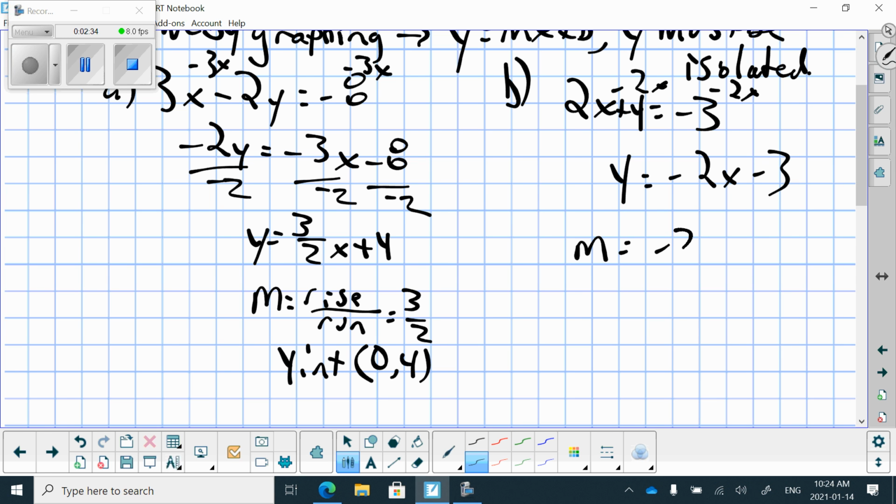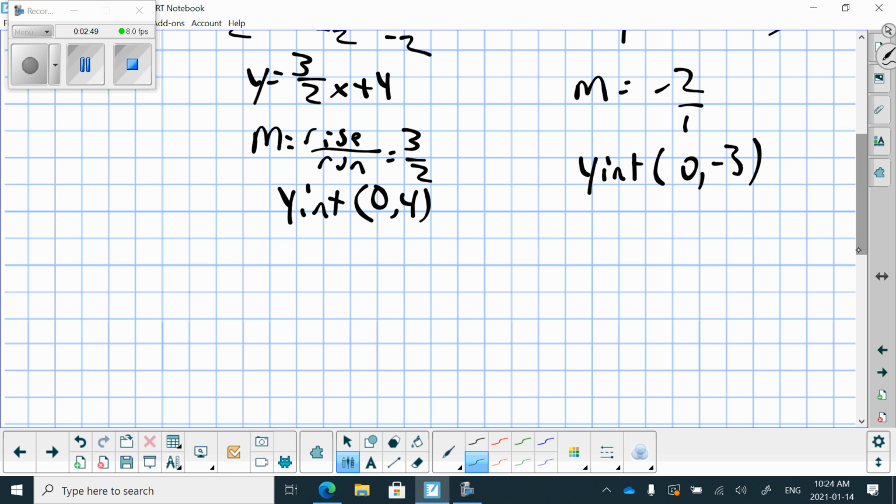For these, I'm really going to recommend we make a fraction out of it. So it'd be negative 2 over 1. Perfect. And our y-intercept, as an ordered pair? (0, negative 3). Yes. Okay, so there's all the information that we need right here. So let's make our graph and let's see how this turns out.